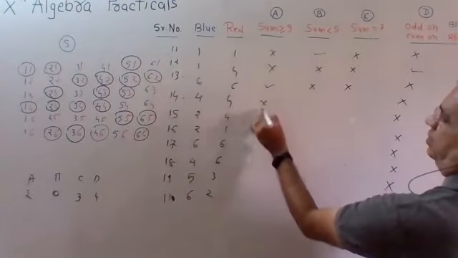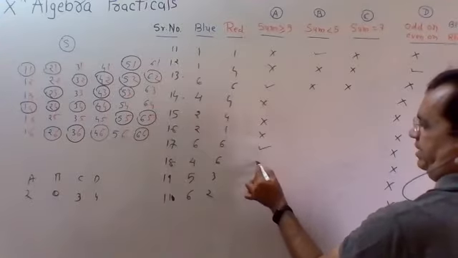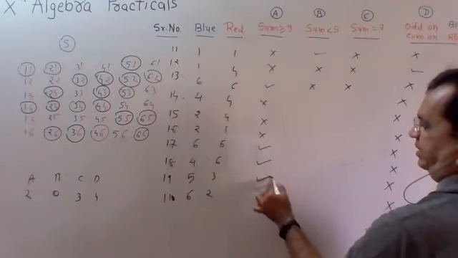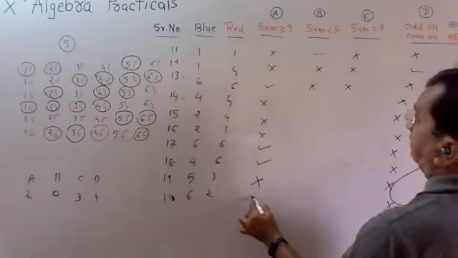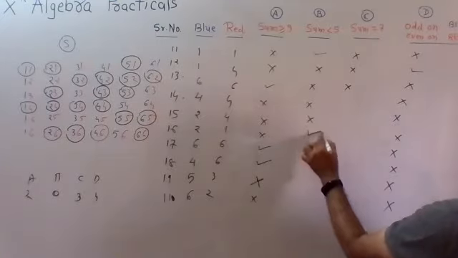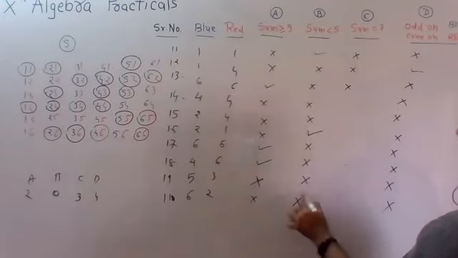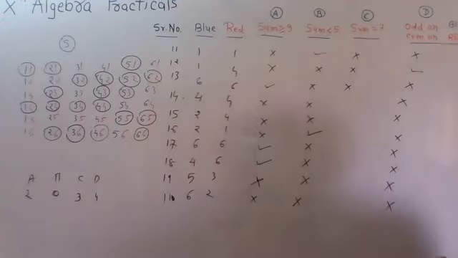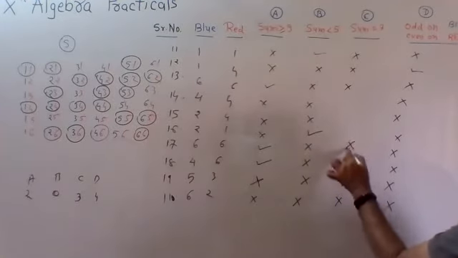Greater than 9, no. Greater than 9, no. Greater than 9, 10. Greater than 9, 8. Greater than 9, no. 7. Less than 5, no. Less than 5, no. Less than 5. Totally 7. No, no, no, no.